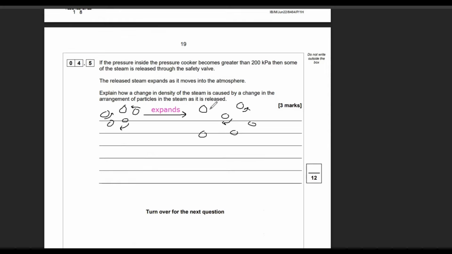So how is that going to affect the density? Has the mass of the molecules changed? No. I've got 5 water molecules there, 5 water molecules there. What has changed about them? The volume. So we want to let the examiner know that we know density equals mass divided by volume. The volume increases. However, the mass stays the same.